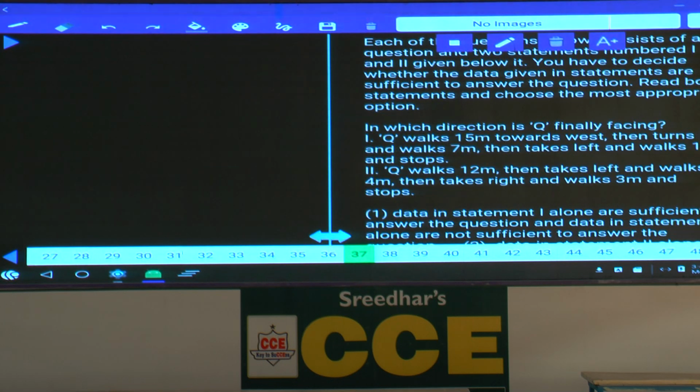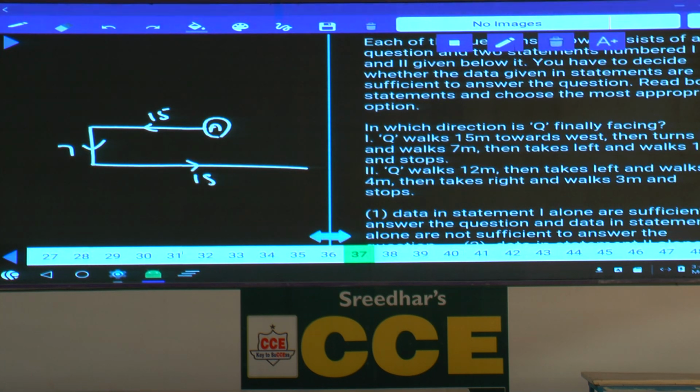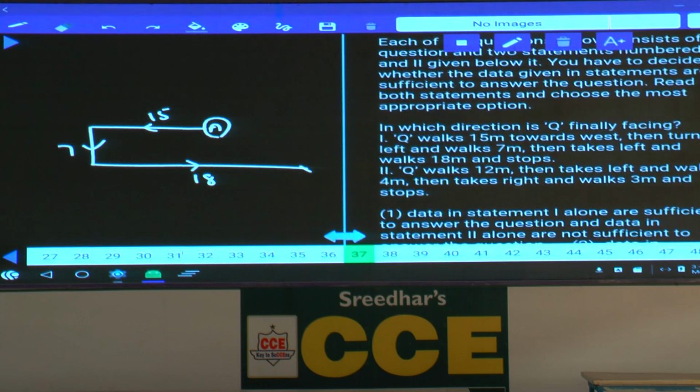Now 37, in which direction is Q finally facing? Finally we need to identify the direction in which this Q is facing. Now tell me condition number 1, Q walks 15 meters west. Now this is the starting point of Q. From here, this Q walks how many meters west side? 15. Then turns left and walks 7 meters. Left hand side travel for 7 meters. Then takes left and walks for 18 meters. Left hand side 18 meters and stops. Now this person Q stops at this place.